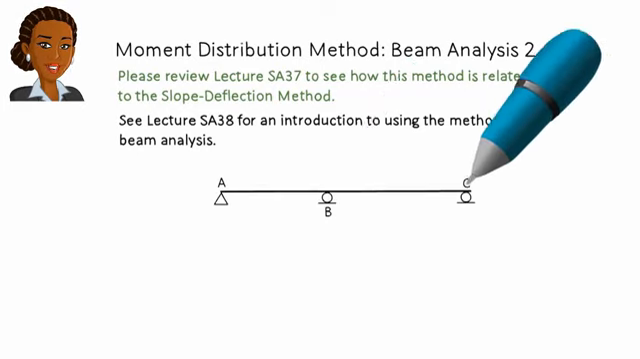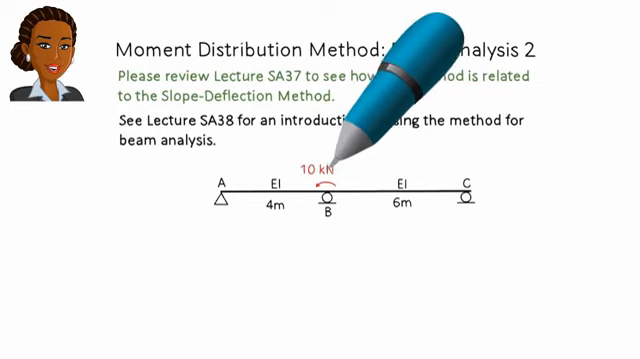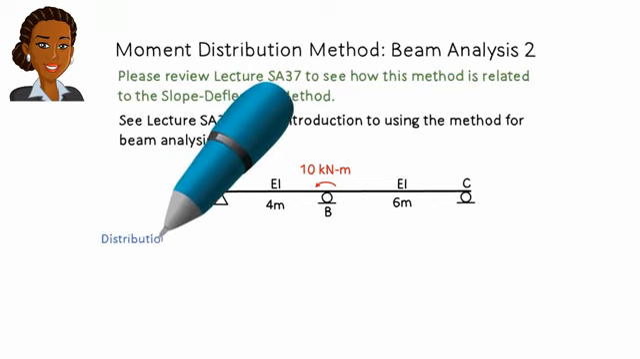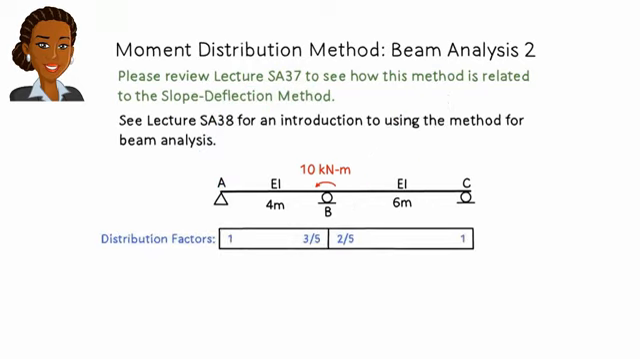Let's consider the continuous beam that we saw in the previous lectures, a beam with one pin and two roller supports. From lecture SA 38, we know the distribution factors for the joints. They are... If you recall, we said that since there is only one member connected to the pin support, the distribution factor at A is 1. That is, any bending moment present at A is going to be distributed to the left end of AB in its entirety.